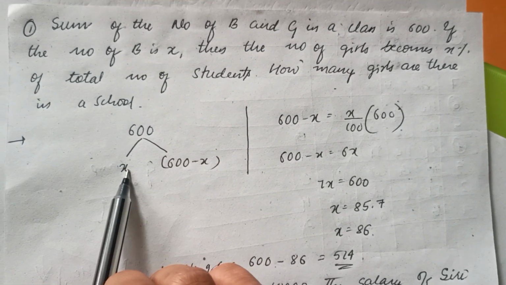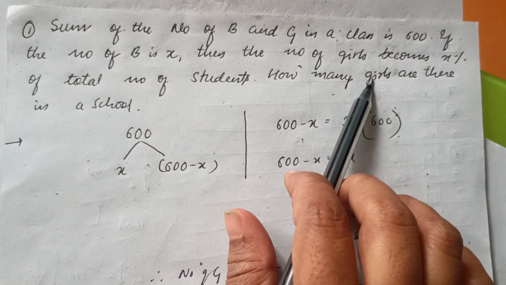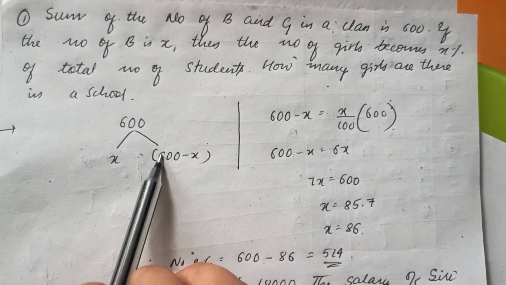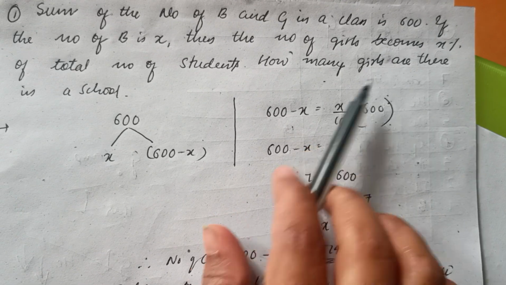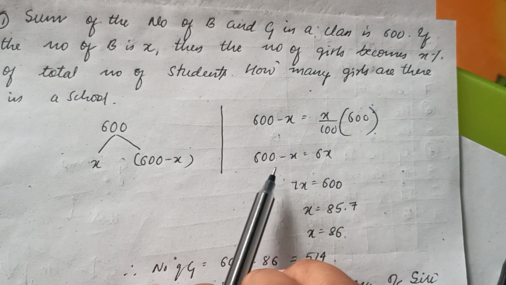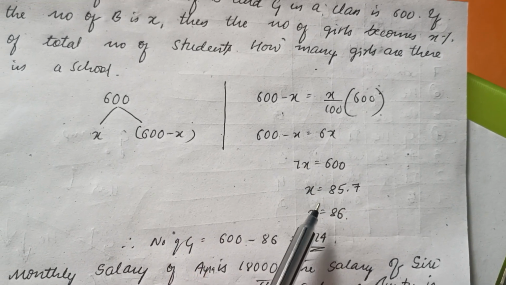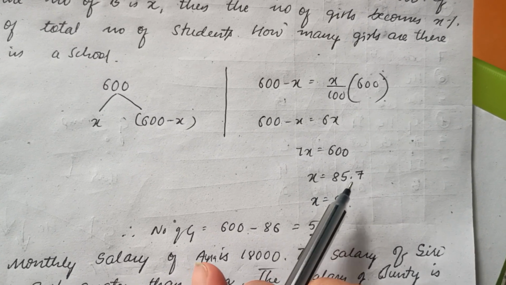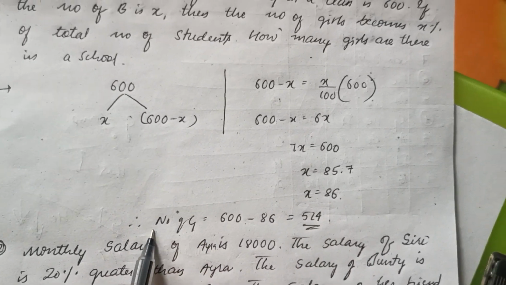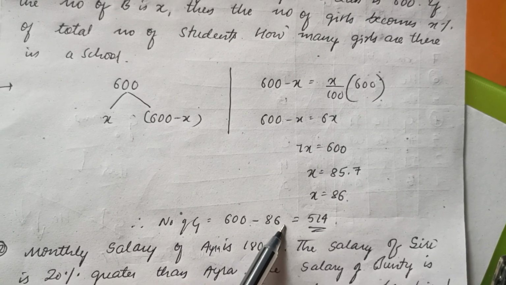So if x is the number of boys, the number of girls will be 600 minus x. But here they have mentioned that the number of girls becomes x percentage of the total number of students, meaning 600 minus x will be equal to x percentage of the total number of students, that is 600. Therefore 600 minus x will be equal to 6x, so 7x will be equal to 600. So x will be equal to 85.7, therefore x is approximately 86, and the number of girls will be 600 minus 86, which is 514.